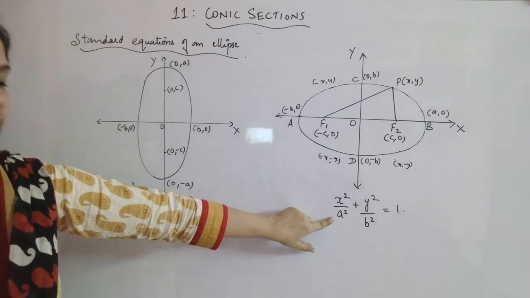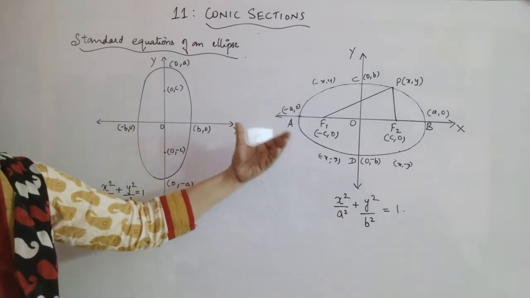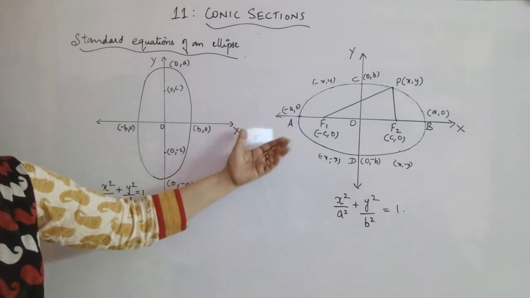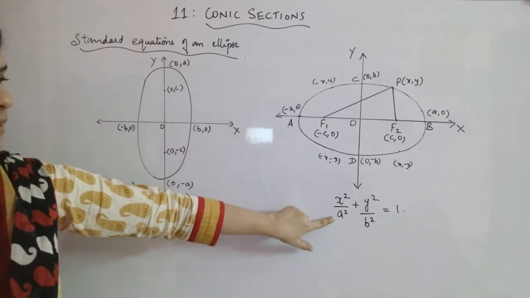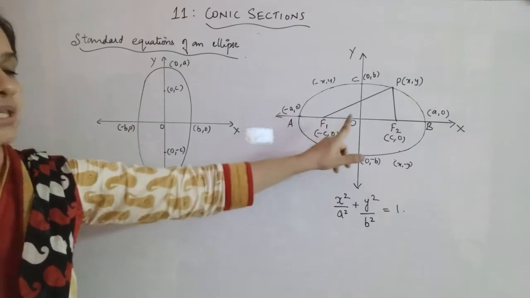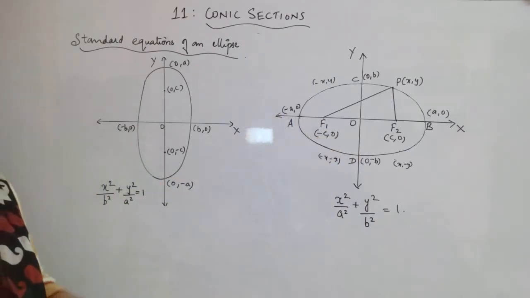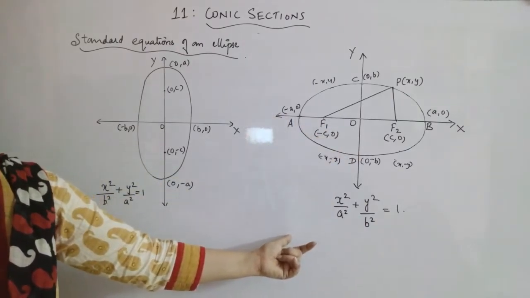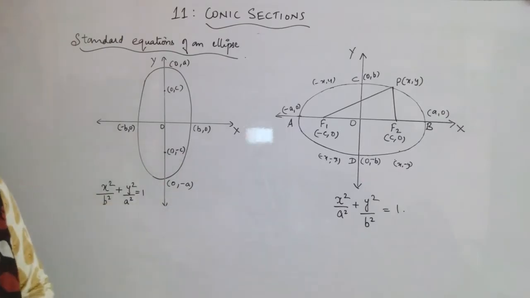For which one? That will give you the axis. Okay, that is the major axis. Here, if I am saying that x square's denominator is bigger, then I will say that the x-axis is the major axis, and if y square's denominator is bigger, then we will say that the y-axis is the major axis.